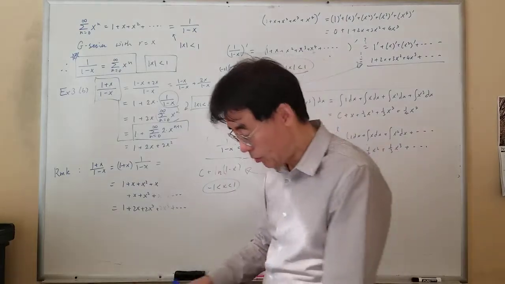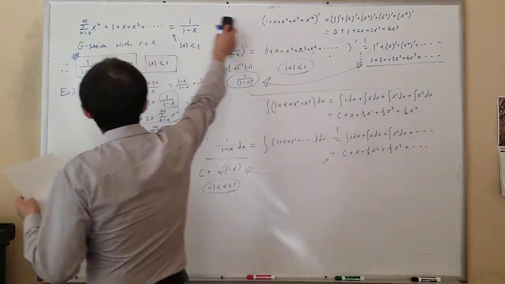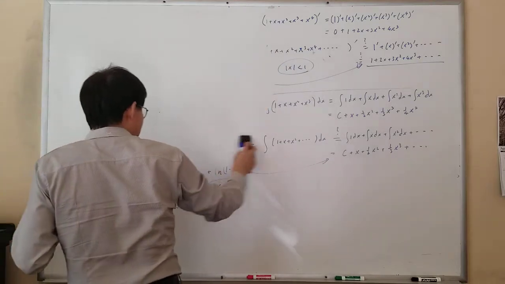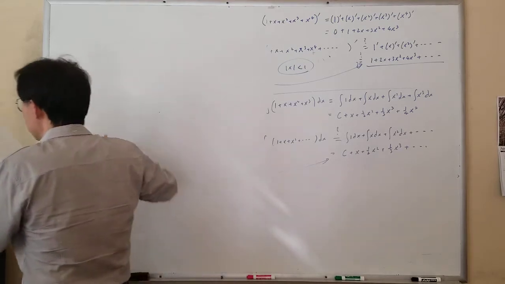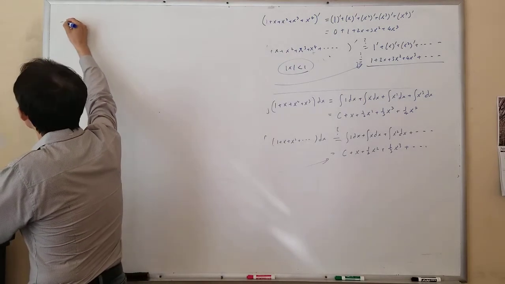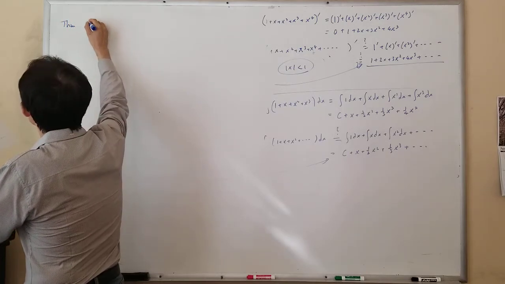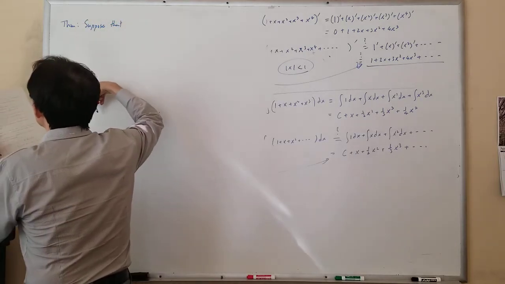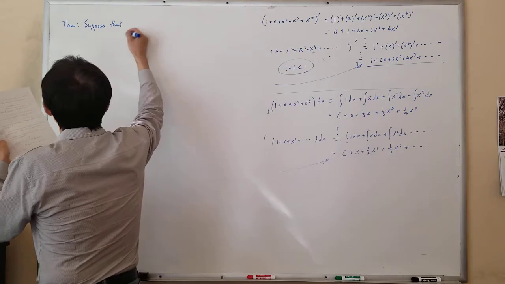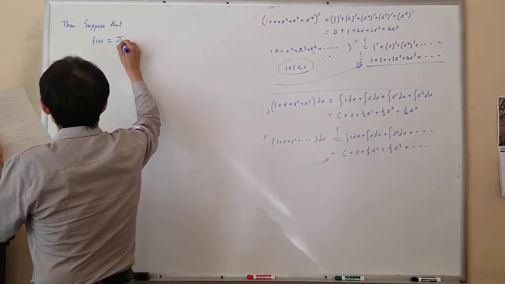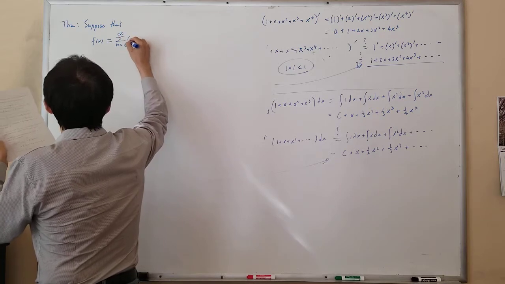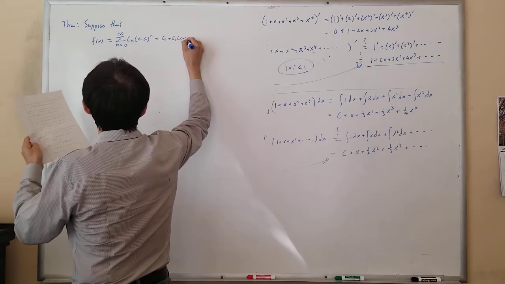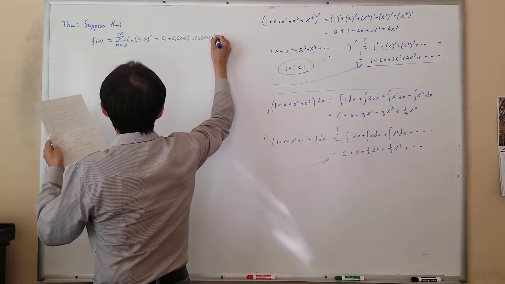So we can summarize the result here as a theorem, the main theorem of this section. Theorem. Suppose that f of x has a power series representation, the sum of Cn times x minus a to the nth power, which means c0, c1 times x minus a, c2 times x minus a squared, and so forth.